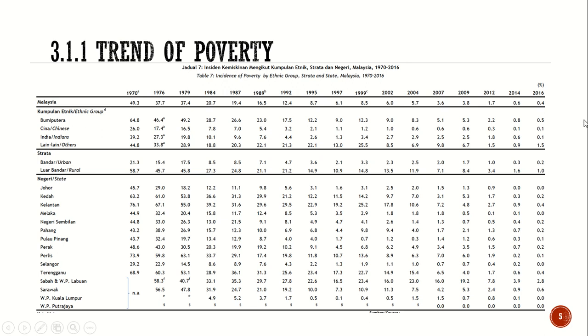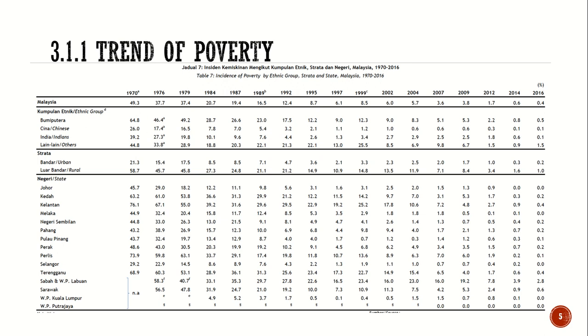But as time passed, only 0.4% of the total population live in poverty, so it is a big success for Malaysia. Now if you look at the ethnicity, you can look at the poverty across the three major races: Bumi, Chinese, and Indian. If you compare across these three races, you actually can rank them.